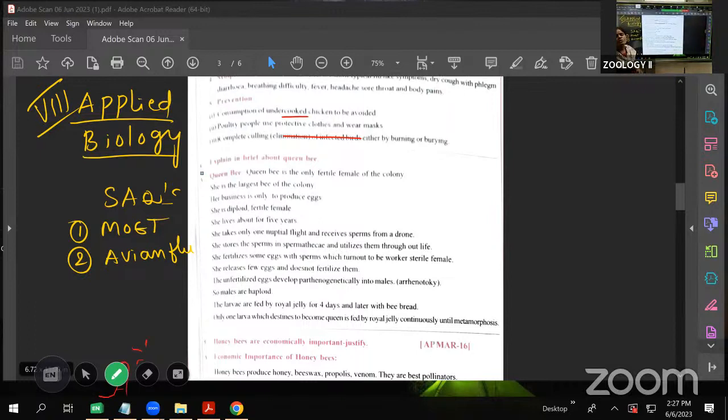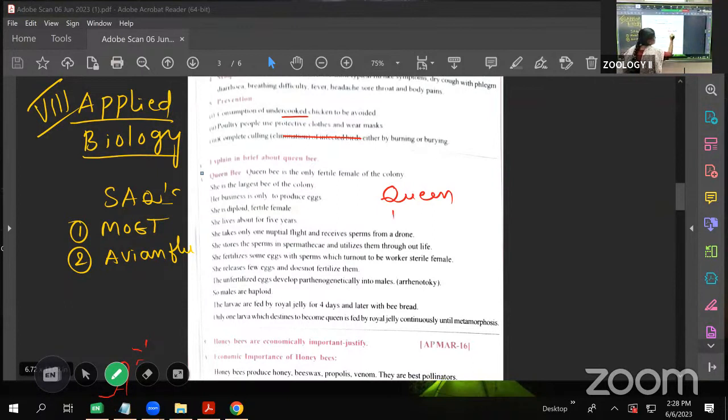The drones are the males. Next are the workers. Workers are also females. What's the difference between queens and workers? Both of them are females only. Inside the bee colony three insects are there. The first one is called a queen.